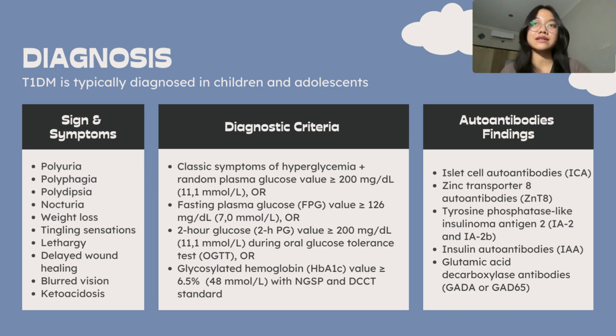Measurable antibodies against specific beta cell proteins are found in over 90% of individuals with newly diagnosed type 1 diabetes mellitus. Examples of autoimmune markers include islet cell autoantibodies, zinc transporter 8 autoantibodies, tyrosine phosphatase like insulinoma antigen 2, insulin autoantibodies, and glutamic acid decarboxylase antibodies. Examination of these autoimmune markers also helps determine the stage of type 1 diabetes mellitus, with different stages indicating varying levels of dysglycemia and autoantibody presence.